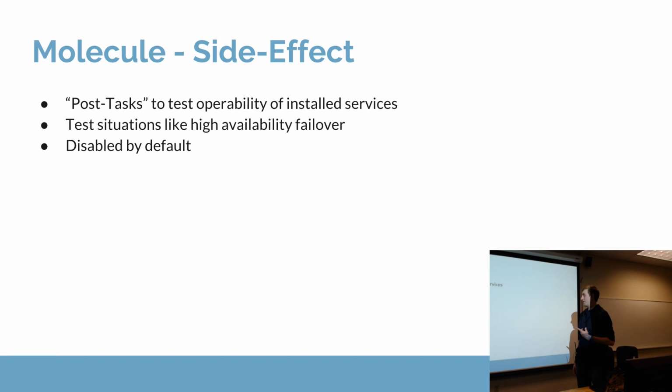And then there's side effects, which I've only been able to find one example of on the internet, which is testing high availability. So I think of them as post tasks. Ansible will make sure that Nginx is started, and it'll say, okay, I ran systemd start Nginx. And then you can come in with a side effect and make sure that Nginx is actually running as you want. And if you have high availability like this, you can take one down and make sure that the others are still running. Things like that. I've never really used it. It's disabled by default, but it's there if the case arises.